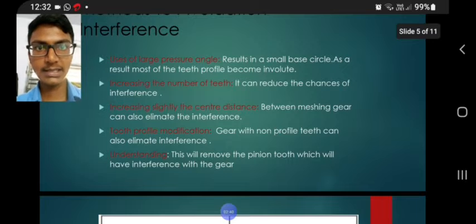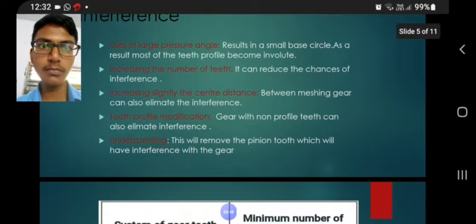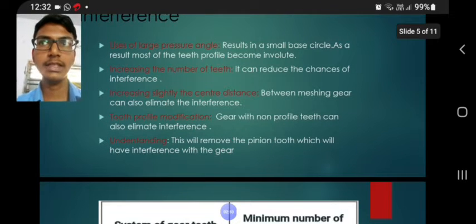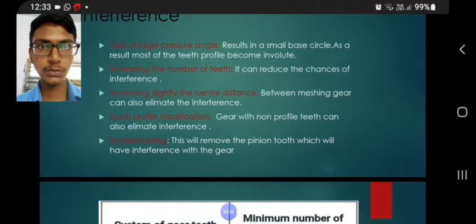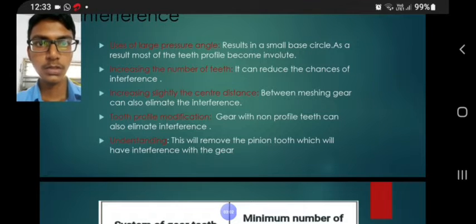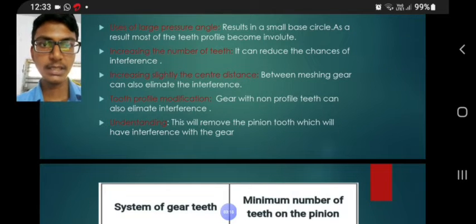By increasing the pressure angle, we can reduce the interference between the two meshing gears. Then, by increasing the number of teeth, we can also reduce interference. If two meshing gears have a small number of teeth, then interference will occur and the chances of interference will be more. So the way to reduce interference is by increasing the number of teeth in both meshing gears, and then slightly increasing the center distance. By increasing the center distance between the two meshing gears, we can reduce the interference.